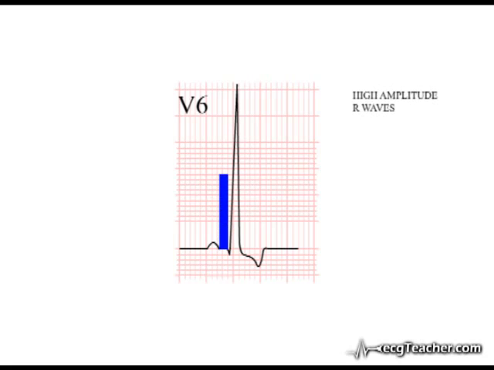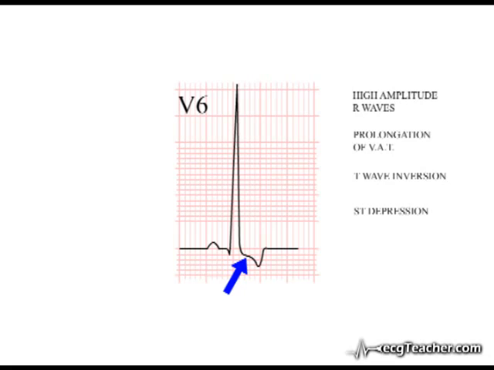High amplitude R waves, prolongation of the ventricular activation time, loss of concordance between the QRS complexes and the T waves, and ST segment changes. Note, however, that even with prolongation of the ventricular activation time, the total QRS complex duration remains within the normal limit of 3 small squares in the presence of hypertrophy. This is important for several reasons to be discussed in future sections.